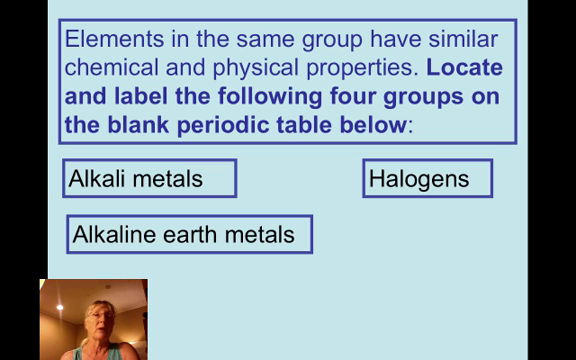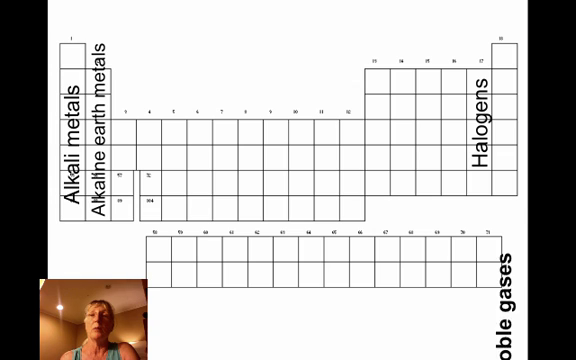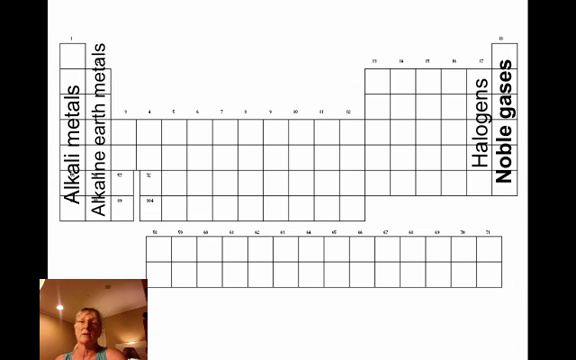Finally, you probably know the name of the last group. On Roman numeral column 8A, or Arabic number 18, are the noble or inert gases, sometimes called the aloof gases. And the reason why they're noble or inert or aloof is because they don't tend to react with anybody. That's why it took a long time to discover them, because they were so non-reactive that they were sort of hiding in plain sight as we began to identify all the elements.